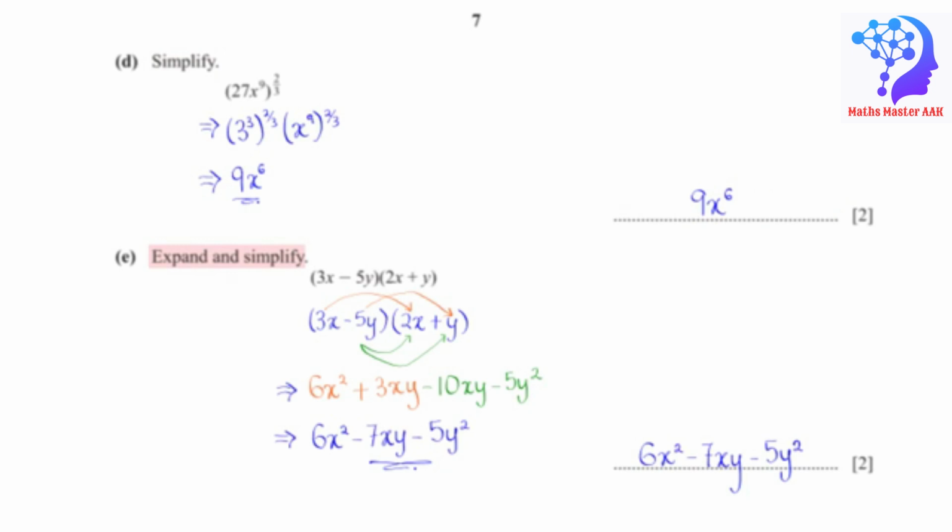Expand and simplify. 3x minus 5y times 2x plus y. When we expand the brackets, 3x times 2x is 6x squared. 3x times y is 3xy. Negative 5y times 2x is negative 10xy. Negative 5y times y is negative 5y squared. 3xy minus 10xy is negative 7xy. So our final answer becomes 6x squared minus 7xy minus 5y squared.